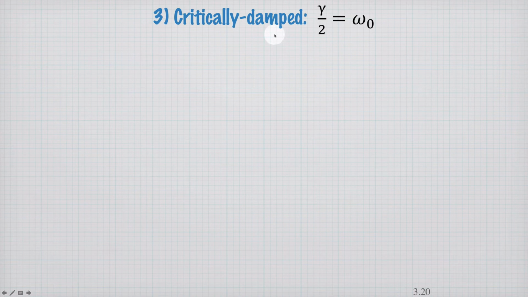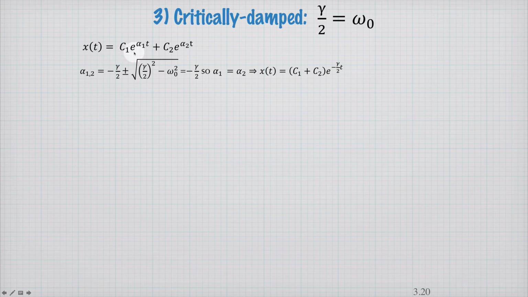Thirdly, we'll consider the case of critical damping, where gamma on 2 is exactly equal to omega naught. So now our solution for x looks like this, and alpha 1, 2, well, the bit under the square root here is equal to 0, so alpha 1 is equal to alpha 2, which is equal to negative gamma on 2. So substituting that into our expression for x of t here, then x of t is equal to some constant, c1 plus c2, which is a single constant, multiplied by e to the negative gamma on 2 times t.